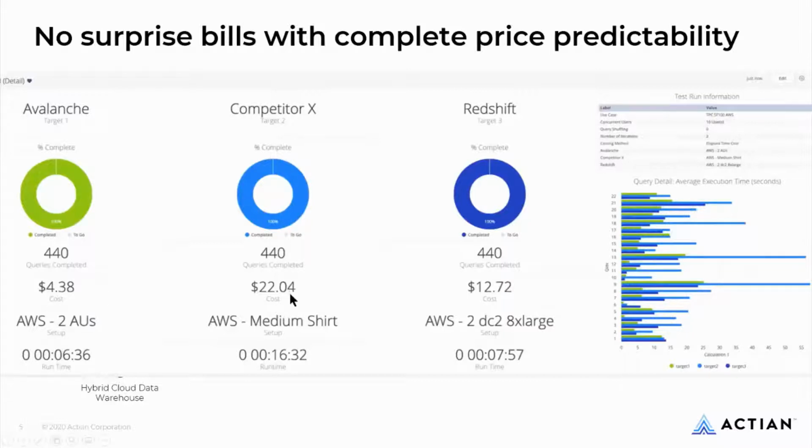Competition X, for the 440, you had to spend $22, and then Redshift it was 12.72. So this is a live demo that you can see where we can really run the queries live, and this pie chart will be calculating how much consumption of the CPU to get the results back. As you can see, Avalanche was able to complete the 440 queries in about $4 plus.